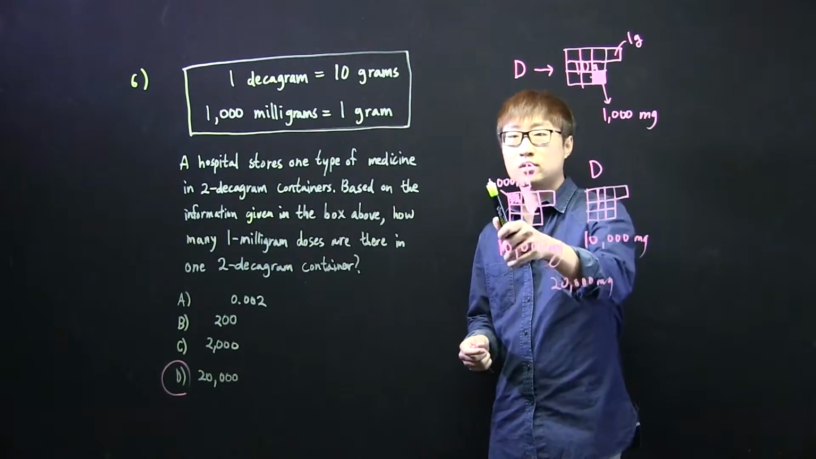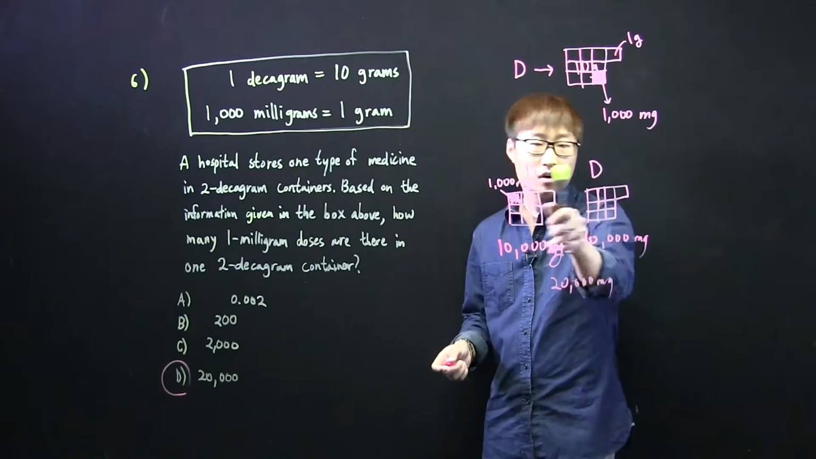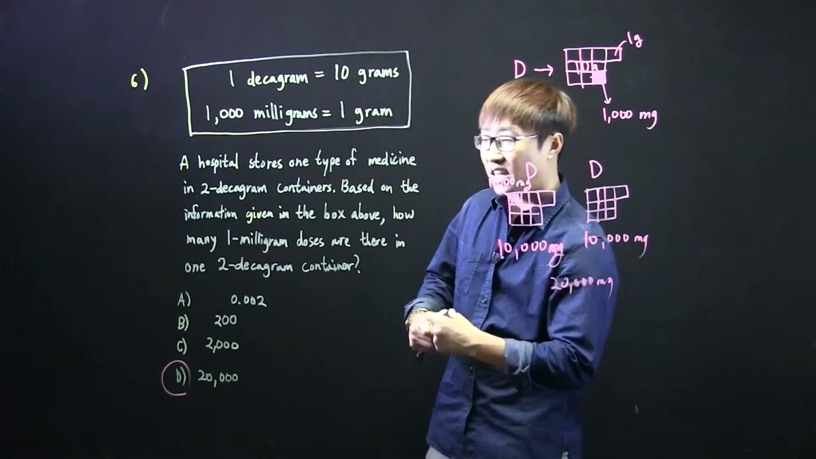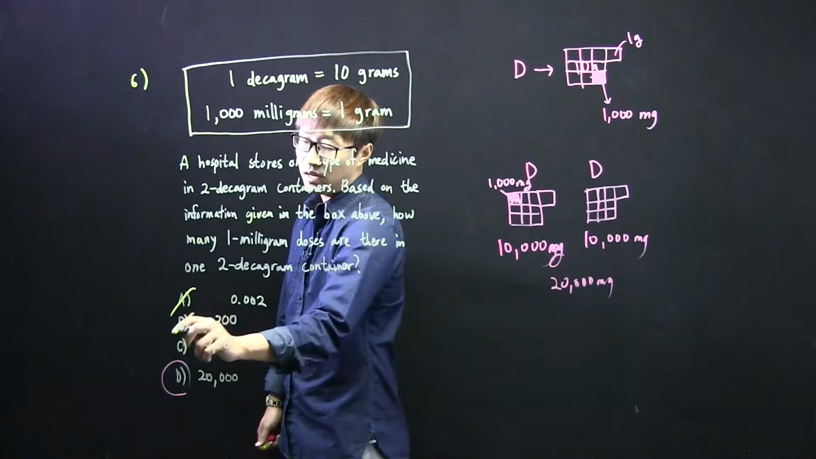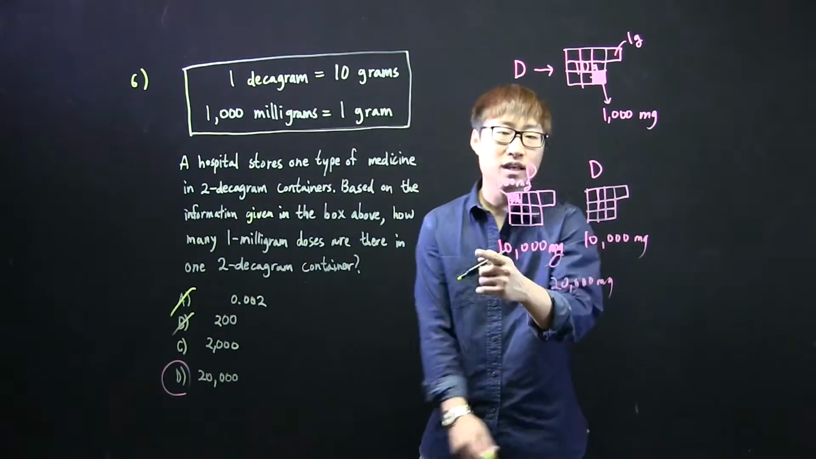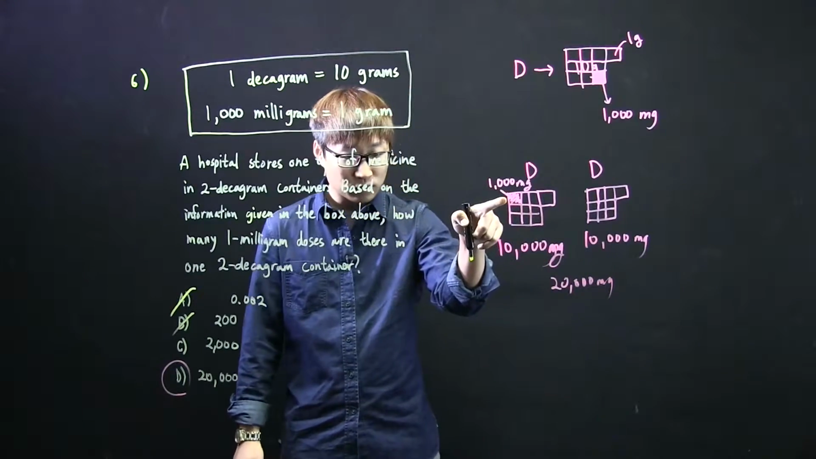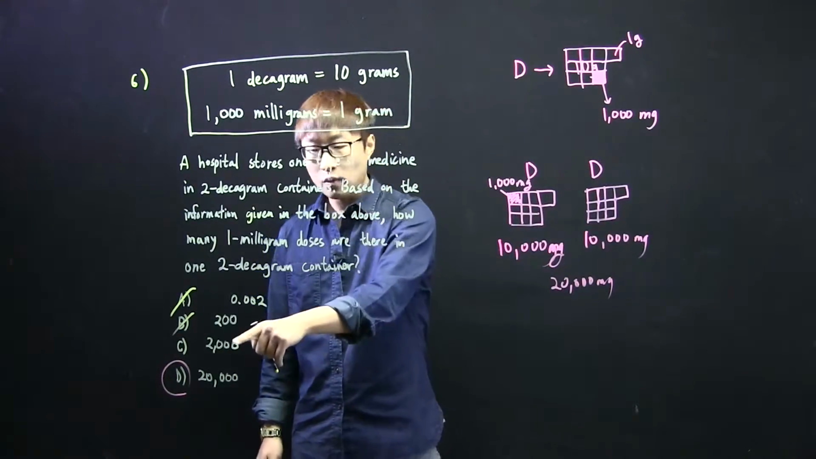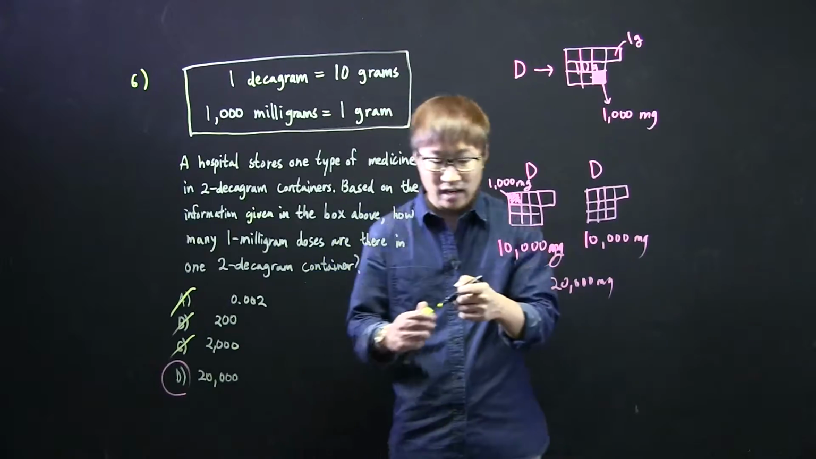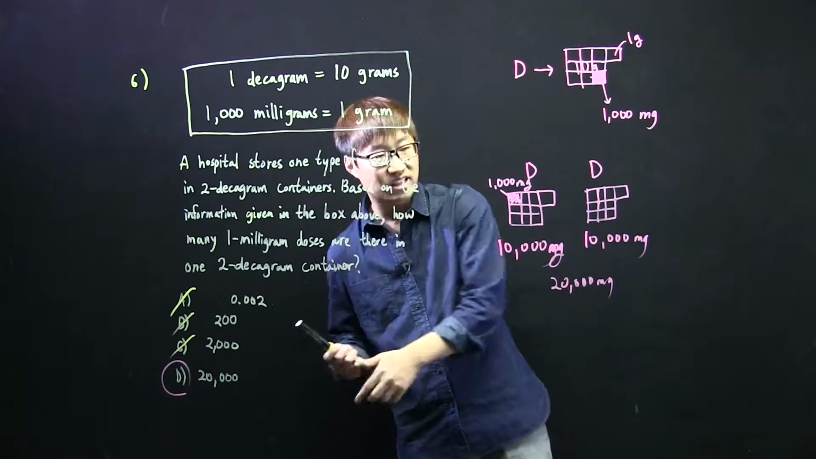Or I could just say it's a whole bunch of 1,000 milligrams all over. It can't be A. It can't be B. It can't be C even, because 2,000, come on, man. That little box is 1,000. You've got like 20 of them. No way it's 2,000. So the only answer choice that actually makes any sense is choice D.